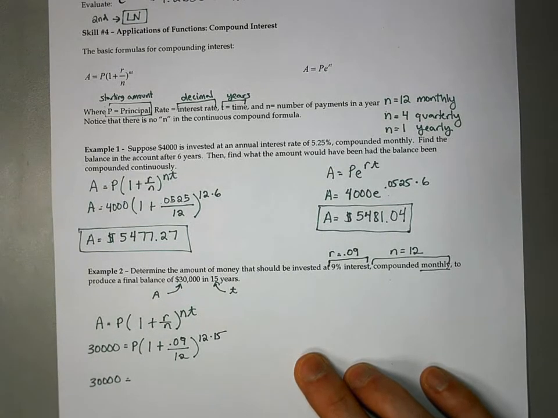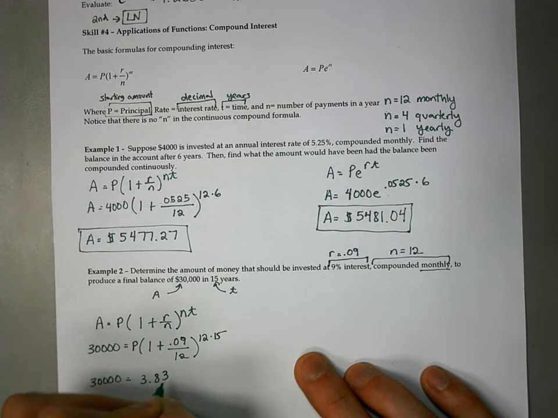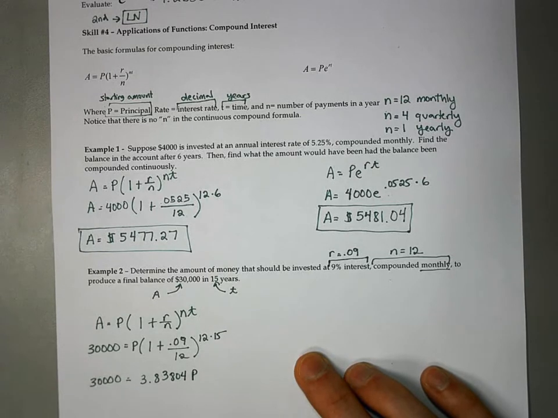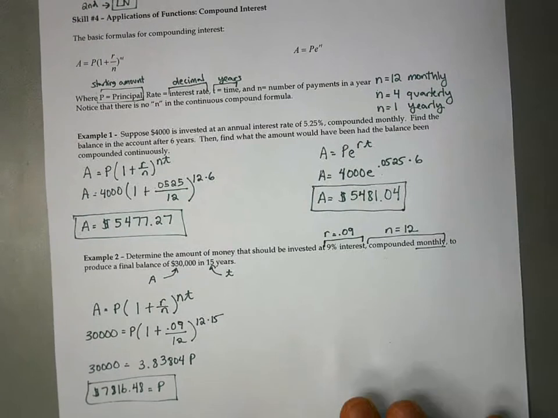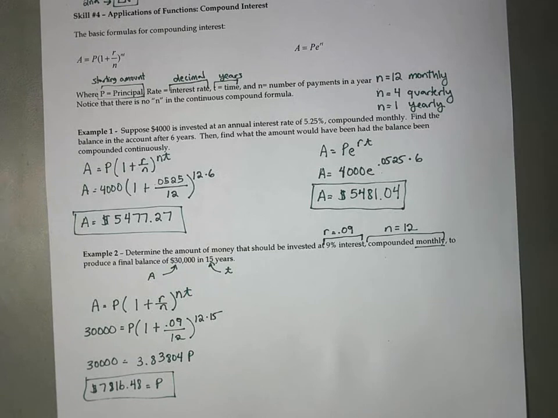So first thing I need to do is simplify on the right-hand side, and then I'm going to divide both sides by (1 plus 0.09 divided by 12) raised to the 180th power, and then solve for P. So if I simplify all this out, I end up with 3.83804 P. Divide both sides by that quantity, so P is going to be $7,816.48. So if I started with $7,816.48, I invested at 9% interest compounded monthly for 15 years, I would have $30,000.